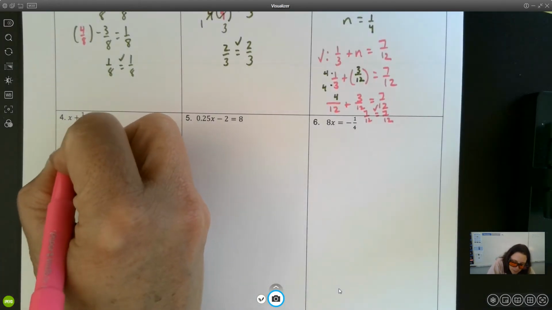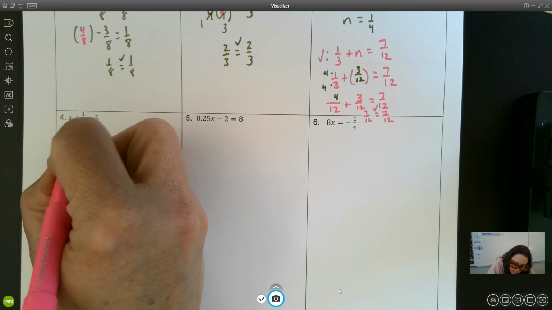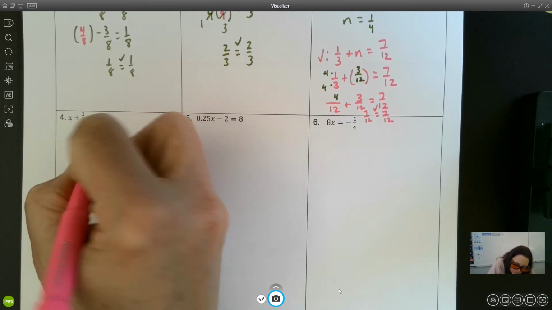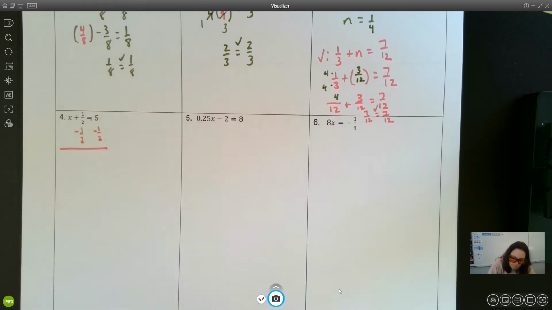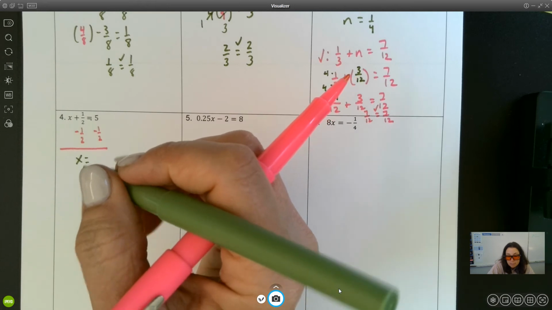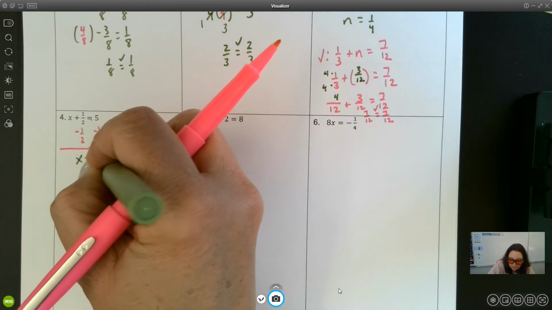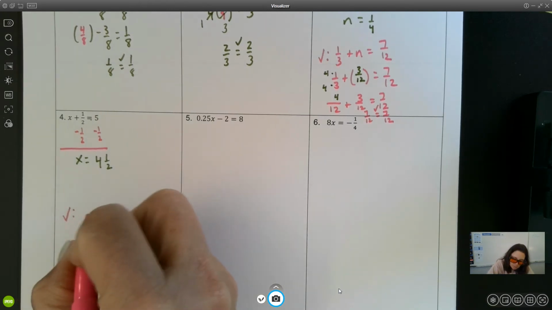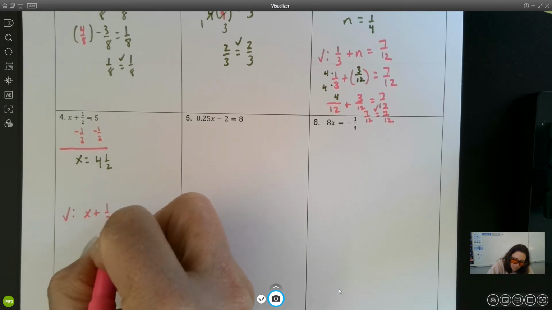To get this x by itself, the inverse of this plus 1/2 is a negative 1/2. 5 minus a half is 4.5. If you want to do it that way, that might be the easiest. Okay, let's do the check. x plus 1/2 equals 5.